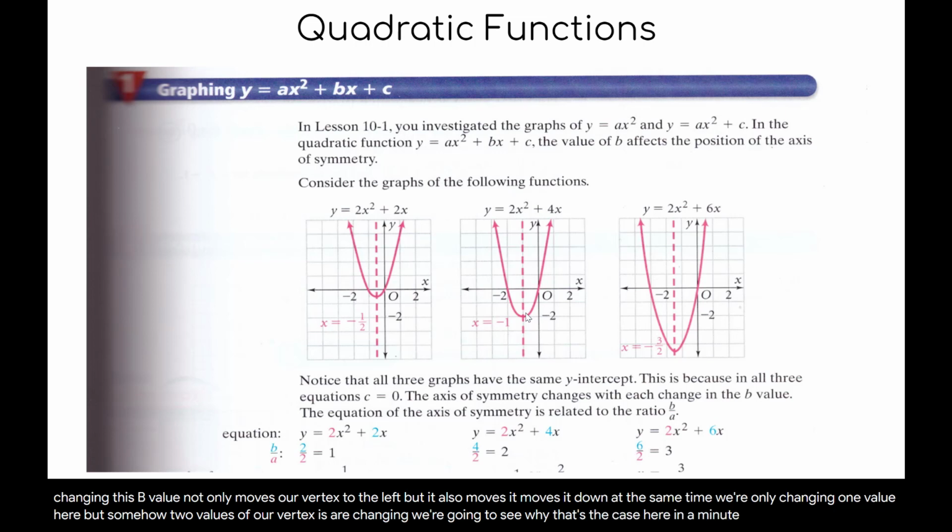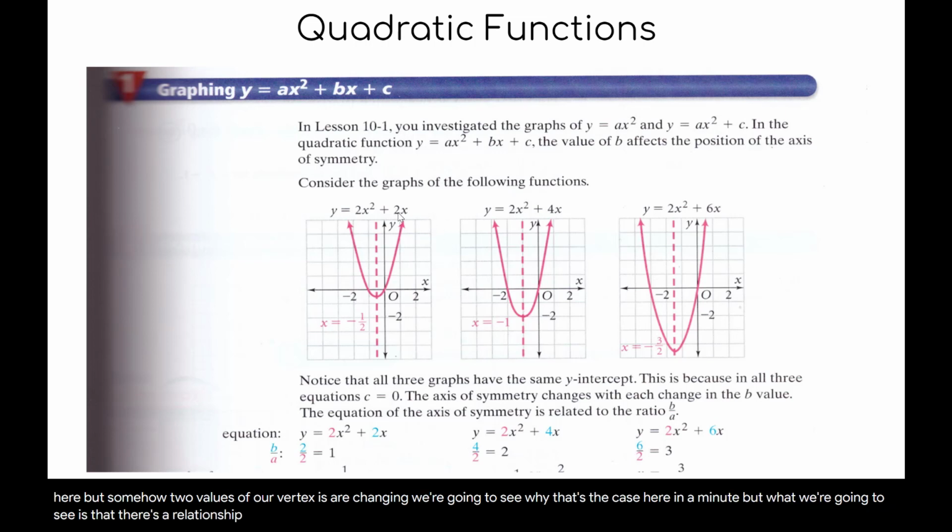But what we're going to see is that there's a relationship between the b value and the a value and the vertex and line of symmetry of our graph. This b value is actually pretty important, all right?